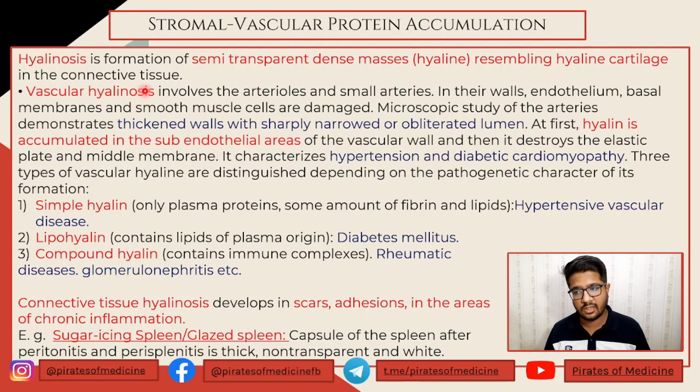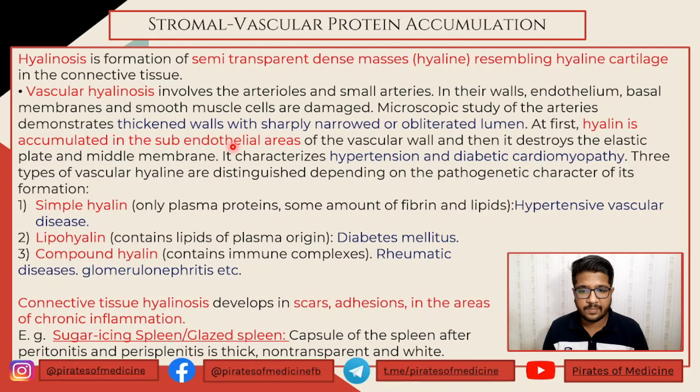Hyalinosis can be vascular, which means it involves the arterioles and small arteries, with thickened walls and sharply narrowed or obturated lumens. The hyaline is, first of all, accumulated in the subendothelial areas, and then it destroys the elastic structures, like the elastic plate and the middle membrane of the arterioles or the small artery.